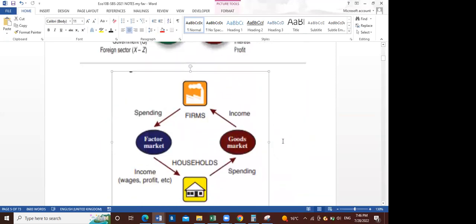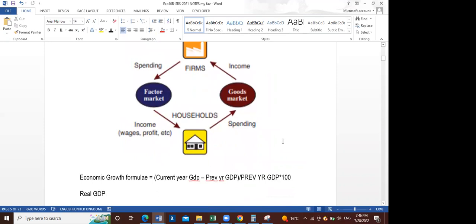All right. Having come to that, we can come now to the formula that is used to calculate GDP growth. It is calculated as the difference between the current year's GDP minus the previous year's GDP, divided by the previous year's GDP, times 100. So putting that in figures, suppose that you've calculated your GDP for 2020 and 2021 and you get certain figures. Let's just use hypothetical figures for now.